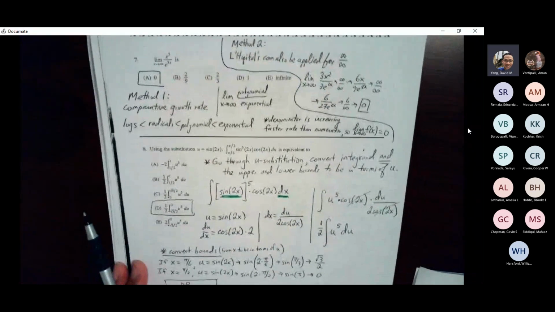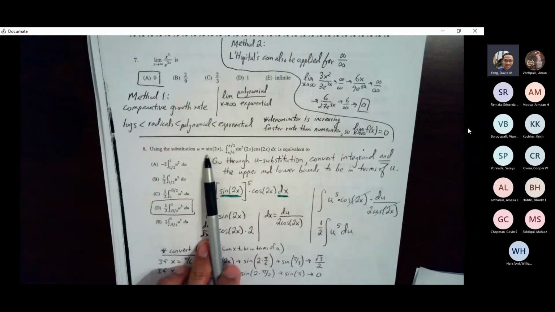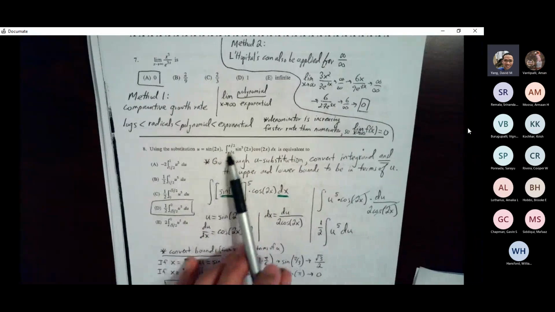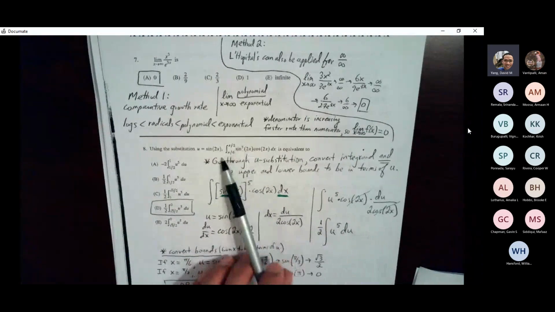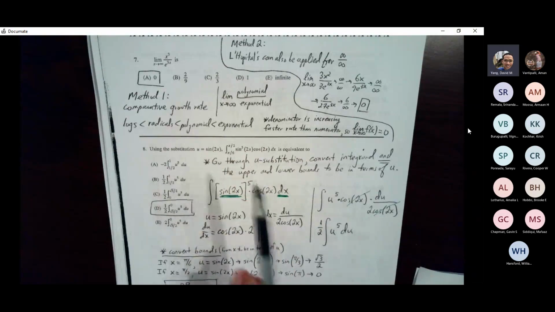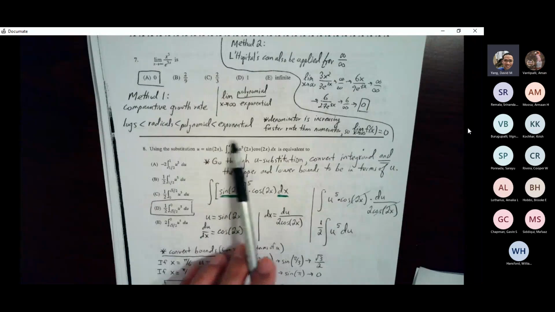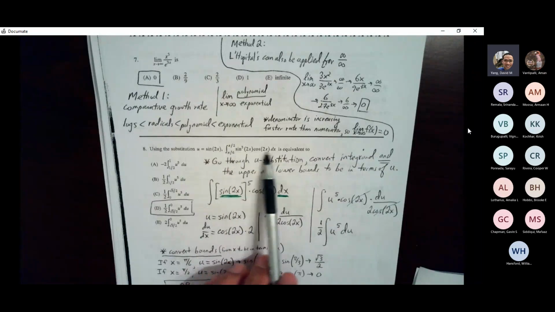Okay, number 8, using substitution, letting u equal sine of 2x. They're nice to show you what the u value is, so that can help you start with the correct steps. So we go through u substitution, we convert the integrand and the upper and lower bounds to be in terms of u. But let's not worry about the upper and lower bounds first.